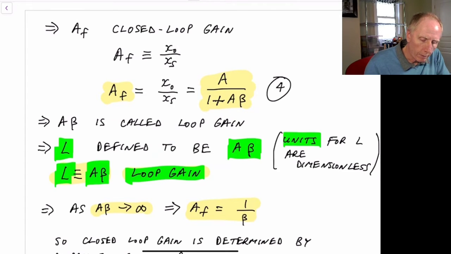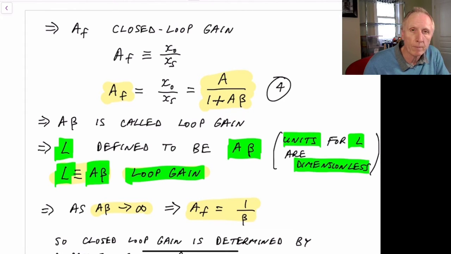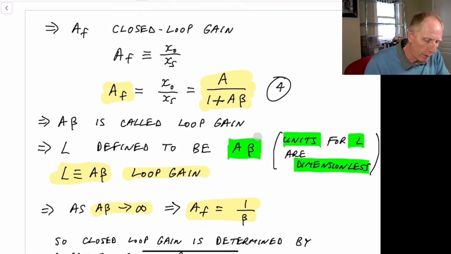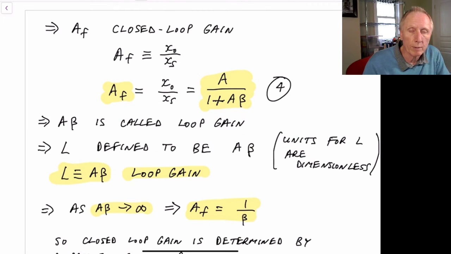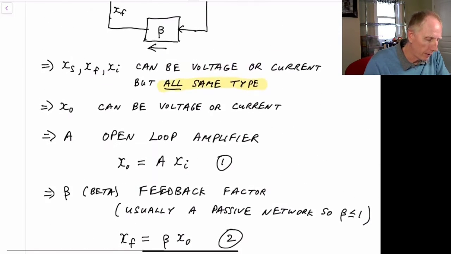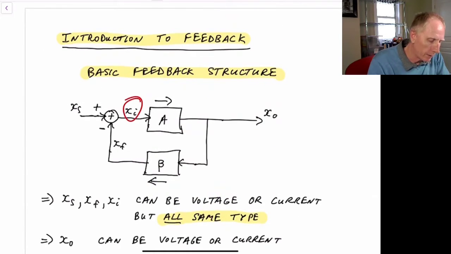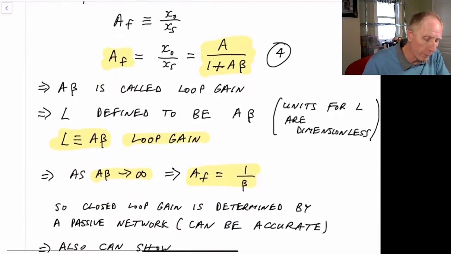Notice that the units for L will always be dimensionless because we're finding the gain around the loop. So it's going to be in units of volts per volt or amps per amp, or just unitless. So it's always just a number. Because if X sub I is a voltage, then we're finding the gain around back to a voltage. If X sub I was a current, we'll find the gain back around to the current. So it's always a volts per volt or amps per amp. So it'll be a unitless number.